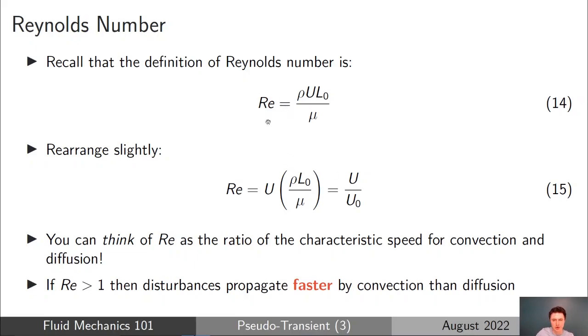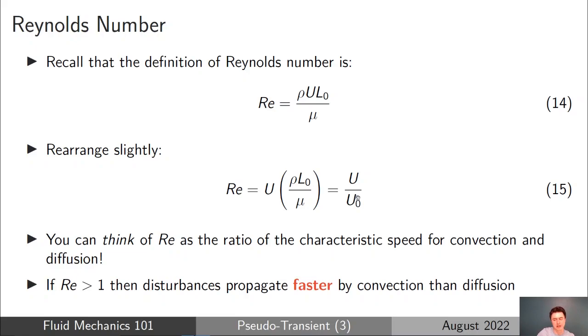And so when you look at the Reynolds number here, a way you could interpret it for this particular talk is the Reynolds number being the ratio of the characteristic speed for convection and the characteristic speed for diffusion. And so if the Reynolds number is greater than 1, what it's telling you for this talk is that the effect of boundaries is going to propagate across the domain faster by convection than it would for diffusion. And of course the opposite holds true as well.